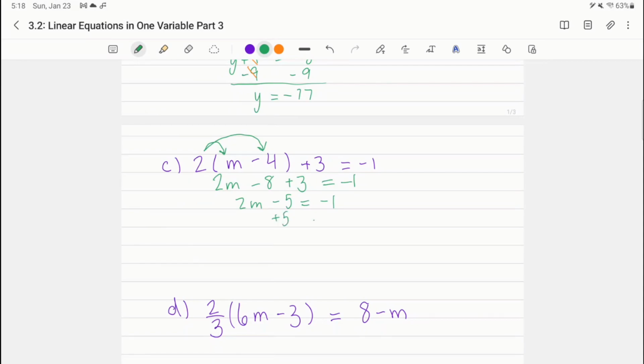Add 5 to both sides. The negative 5 and positive 5 cancel out. We get 2m equals 4. Divide by 2 on both sides. The 2's cancel out, and we're left with m equals 2. And again, if you wanted to, you could go back and check your work.